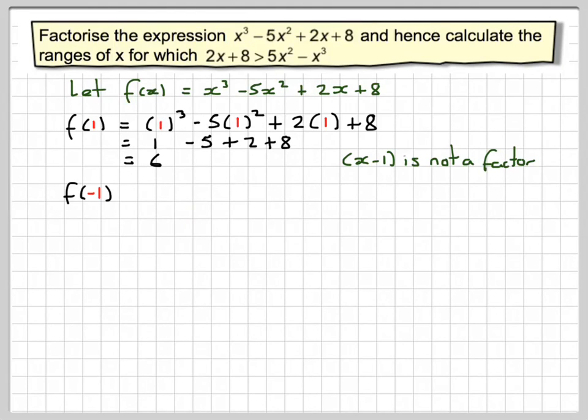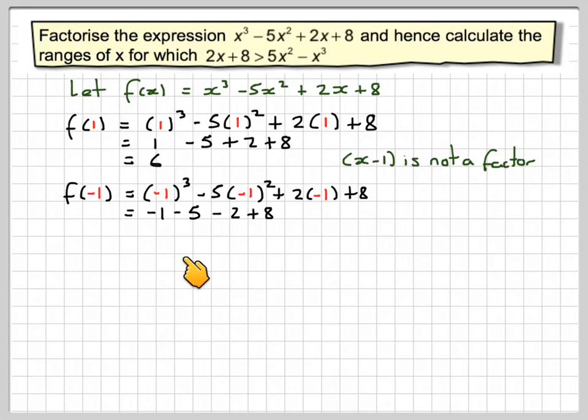For f of minus 1, we get minus 1 cubed minus 5 times minus 1 squared plus 2 times minus 1 plus 8. That's going to give me minus 1 minus 5 minus 2 plus 8. So minus 1 minus 5 is minus 6, minus 2 is minus 8, minus 8 plus 8 is equal to 0. So x plus 1 is a factor.